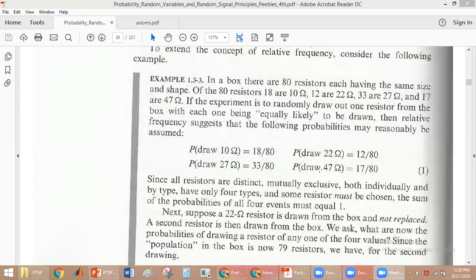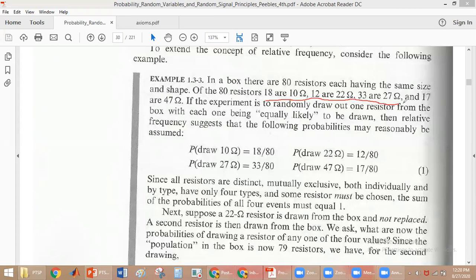In these 80 resistors, we have 18 resistors of 10 ohm, 12 resistors of 22 ohm, 33 resistors of 27 ohm, and 17 resistors of 47 ohm. These are the four varieties we have. So we have 18 resistors of 10 ohms, 12 of 22 ohms, 33 of 27 ohms, and 17 of 47 ohms.